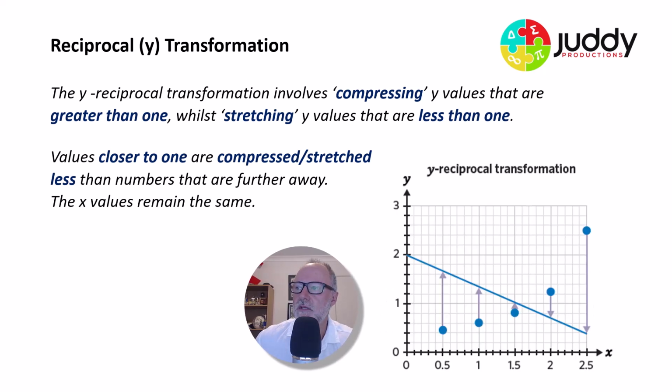On this graph, we can see that the Y values are moving to make a reciprocal relationship, that is a curve from bottom left to top right, into a linear relationship. The values closest to 1 are changing least, and the values furthest from 1 are compressing and stretching the most. So the lower Y values are stretching and the larger Y values are compressing.